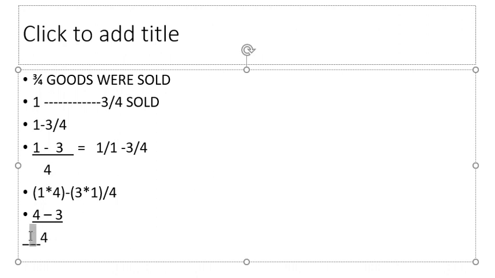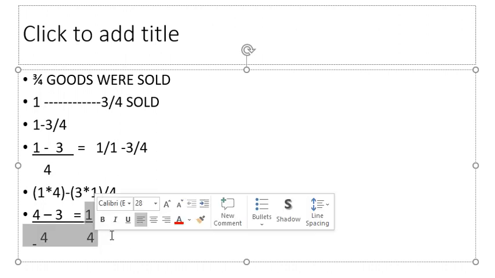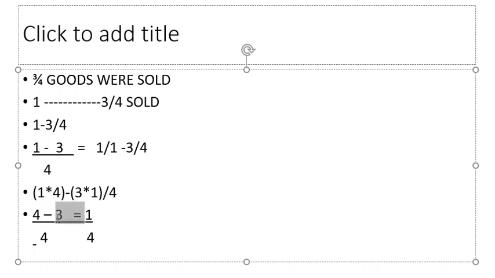So now your denominator is 4. What will your answer be? 4 minus 3 is how much? 4 minus 3 is 1. So 1 divided by 4 is your answer. I hope you all understood how you got 1 divided by 4. Got it? Yes, 4 minus 3 divided by 4 gives 1 divided by 4.